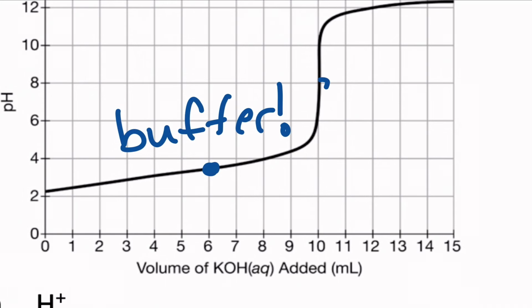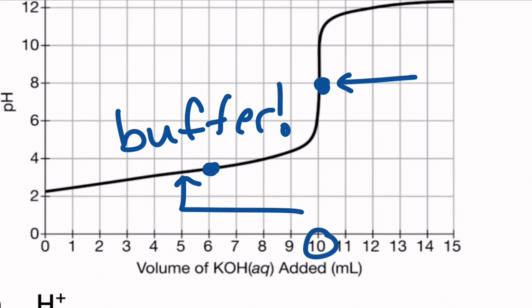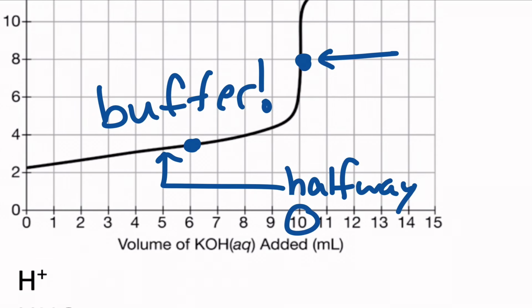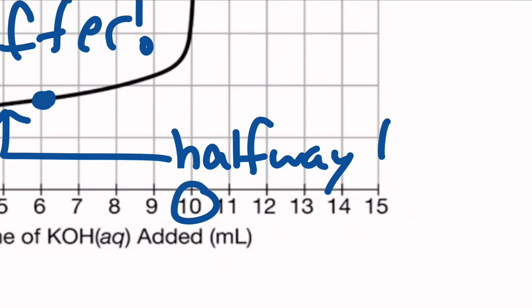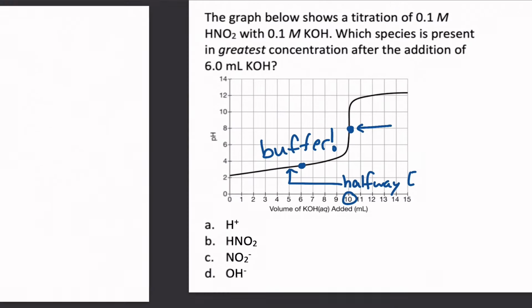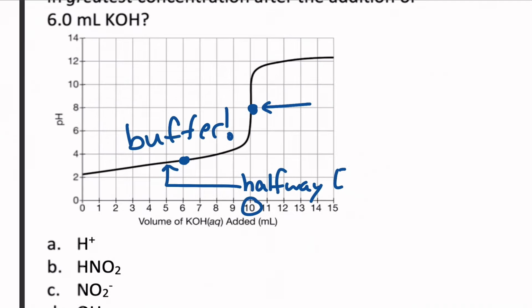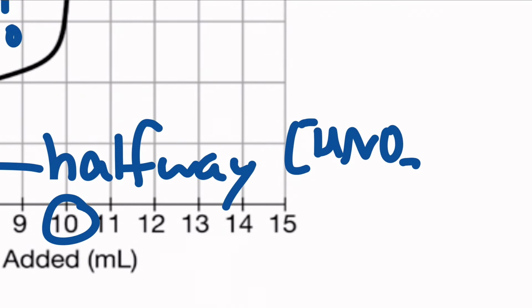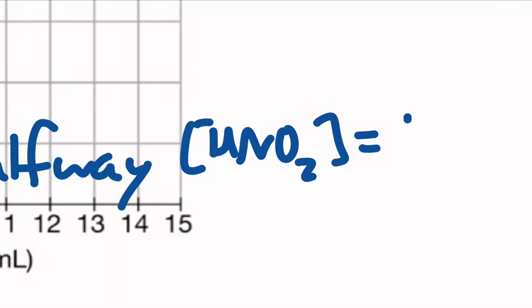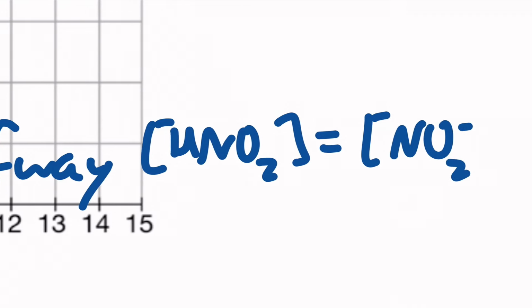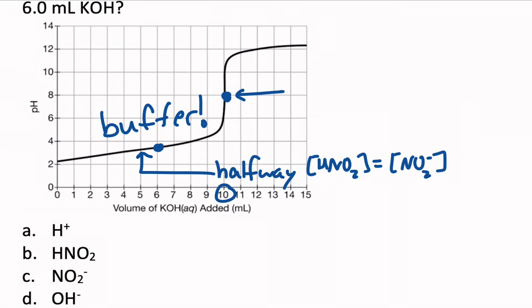Well, look at where the equivalence point is. The equivalence point happens to be at 10 milliliters. That means that the halfway point is at 5 milliliters. So the halfway, which is just half of the volume of equivalence in this case, is where the concentration of the weak acid, in this case HNO2, is equal to the concentration of its conjugate base. That's what's always true at the halfway point.